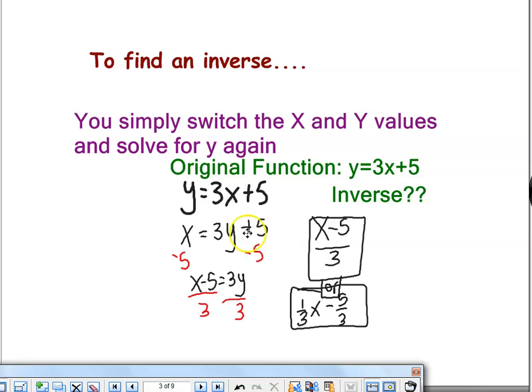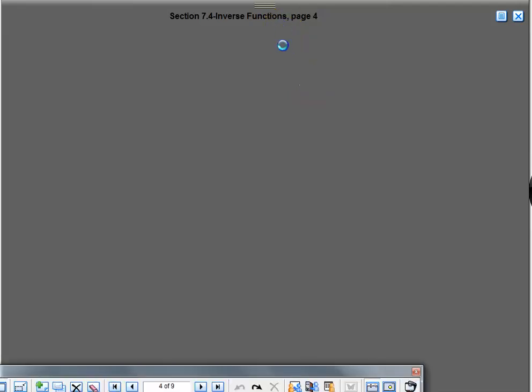So, all I did to solve here, I switch x and y. Solve for y by subtracting 5 and dividing both sides by 3. Now, this is fine. Or, I could take x divided by 3, get 1/3 x, negative 5 divided by 3. Negative 5 over 3. Both of those are fine. Moving on. Now, let's look at two of these problems here.